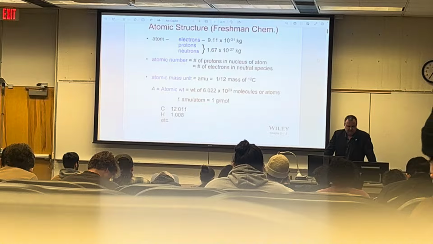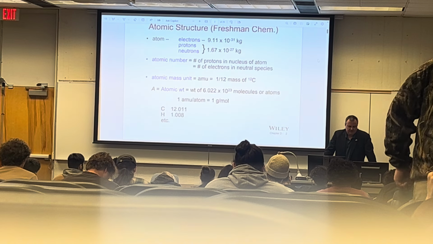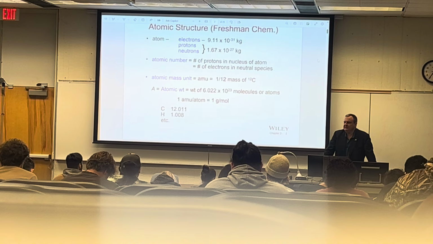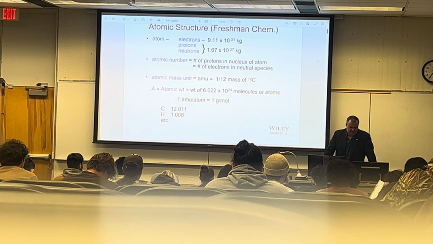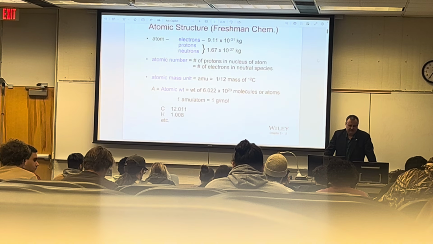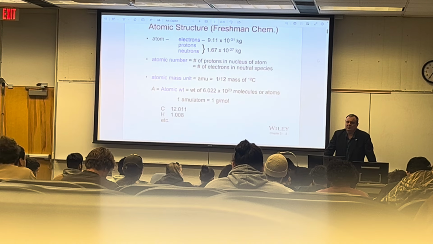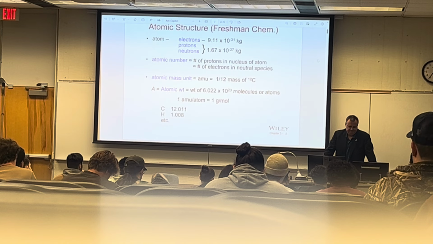And the atomic number is equal to the number of protons in the nucleus of an atom, and also the number of electrons in the neutral species. And we're going to discuss what neutral species actually means. Atomic mass unit, by convention, is 1/12 of the carbon mass.